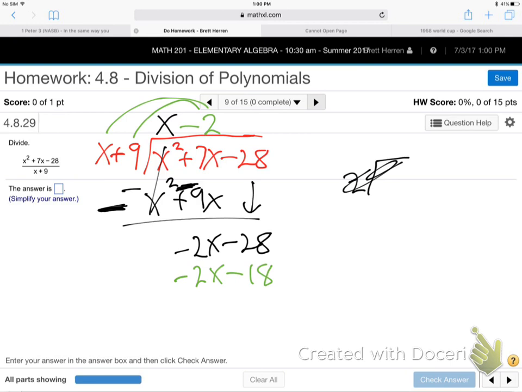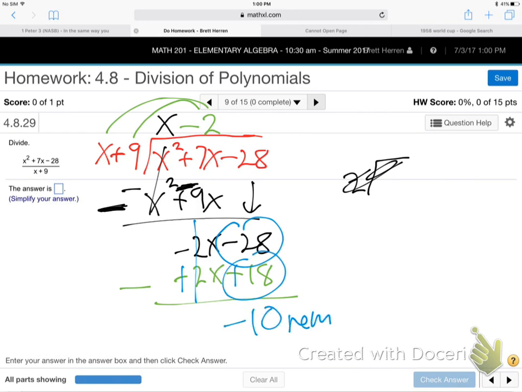And then what do we do now? We subtract. Now, what is subtracting that whole bottom line going to do to those signs? It's going to switch them. So it becomes plus, plus really, because you're subtracting negatives, which is adding. So these cancel. Negative 2x and plus 2x gone. Negative 28 and plus 18 is negative 10. That's your remainder. Everybody see how I got negative 10 remainder there? Did you see what happened?